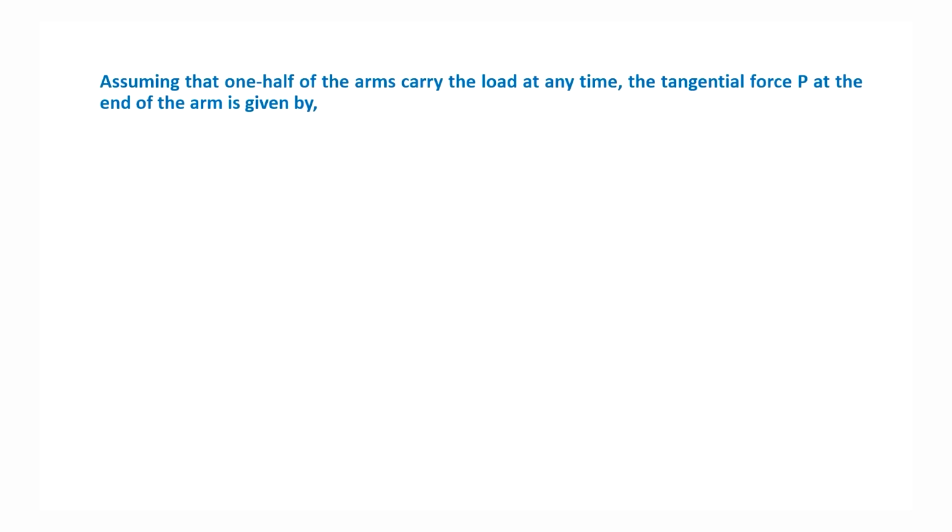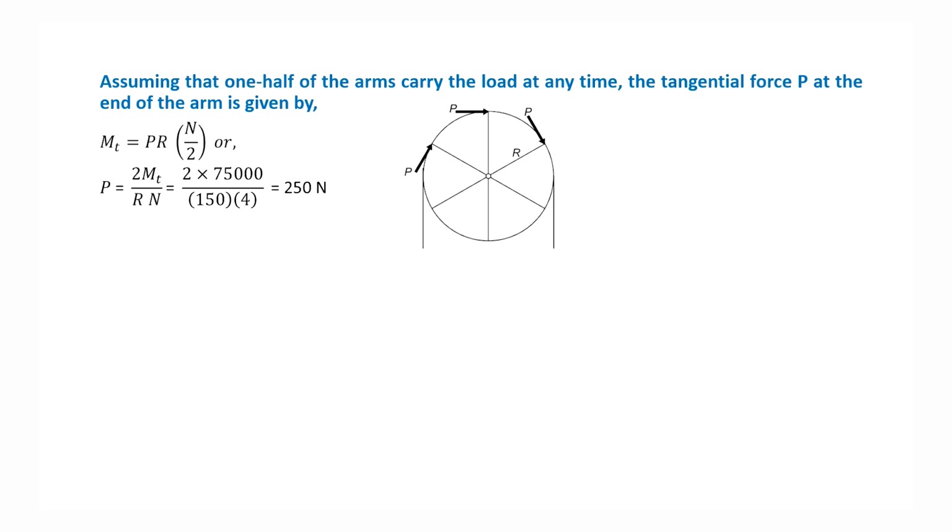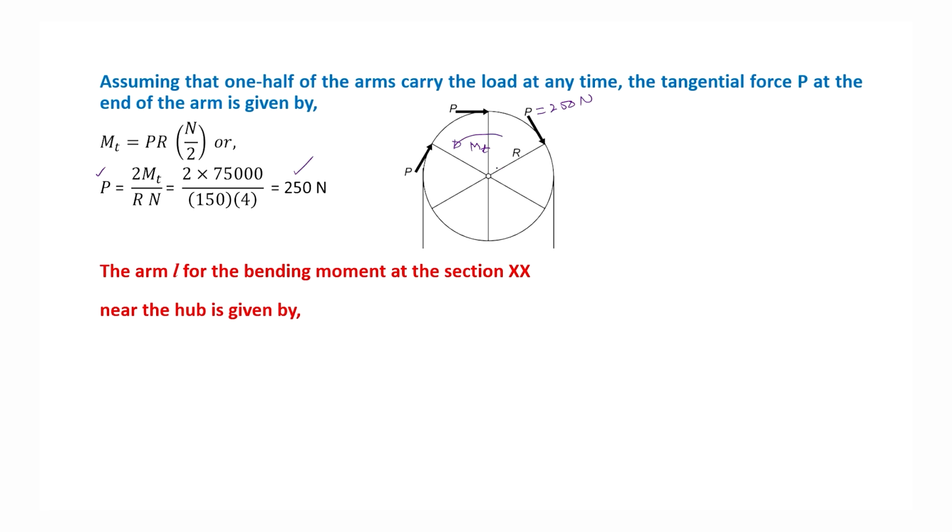Now, assuming that one half of the arms carry the load at any time, the tangential force P at the end of the arm is given by this equation. So the P which is acting at the ends of the arm is equal to 2 times the torque to be transmitted, MT, divided by Rn, where R is the radius and n is the number of arms. So P equal to 250 Newton will act on the arm, and this arm will be under bending.